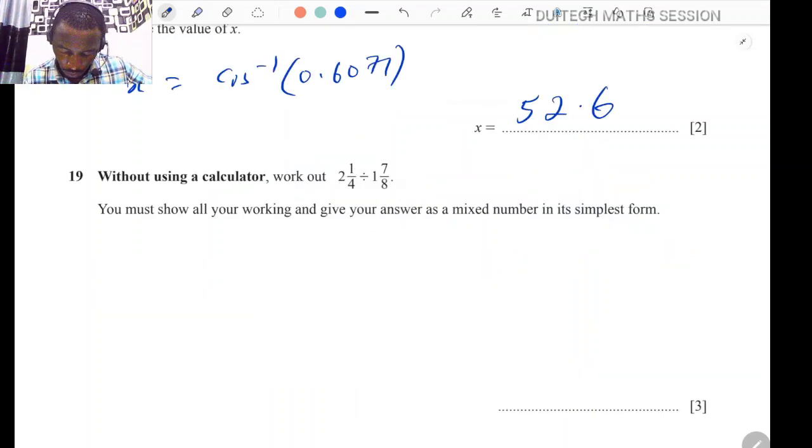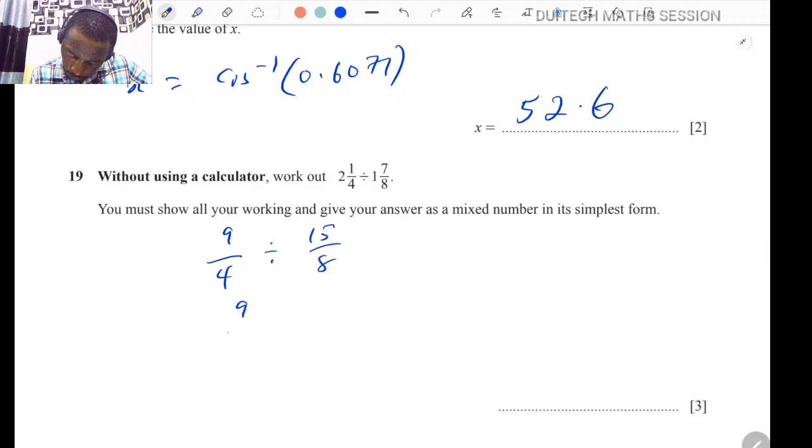Number 19 says, without using a calculator, we should work out this. The first thing to do is to convert them to mixed fractions. So 4 times 2 will give us 8, 8 plus 1 half, 9 over 4, divide by 8 times 1, 8 plus 7 will give us 15 over 8. So change the division sign to times.